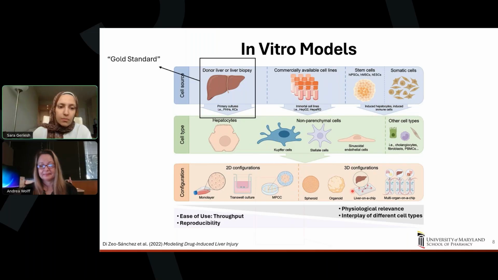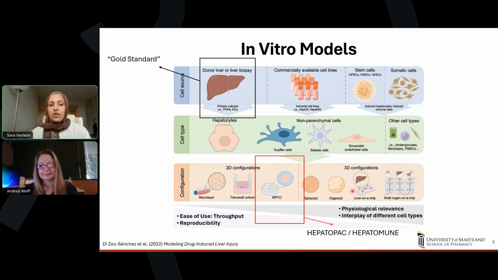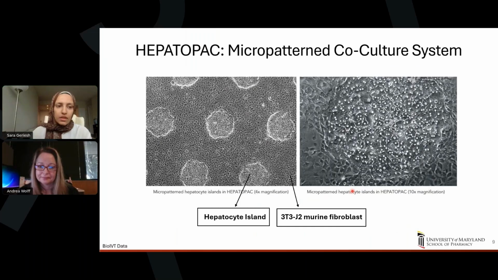However, the use of novel bioengineering tools has enabled stable hepatocyte culture for a longer period of time. And this is where I introduce the micropatterned co-cultures, HEPATOPAC and HEPATOMUNE, and I'll have more details on the next slide. So I'll start first with HEPATOPAC.